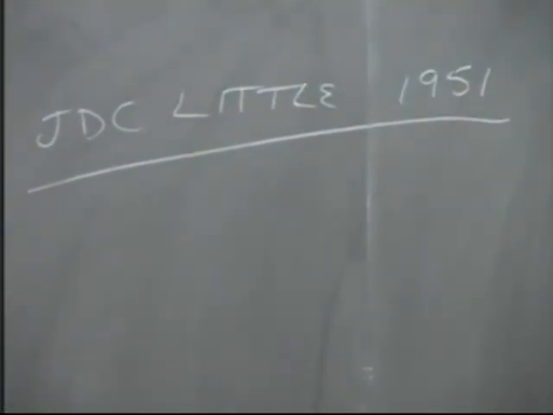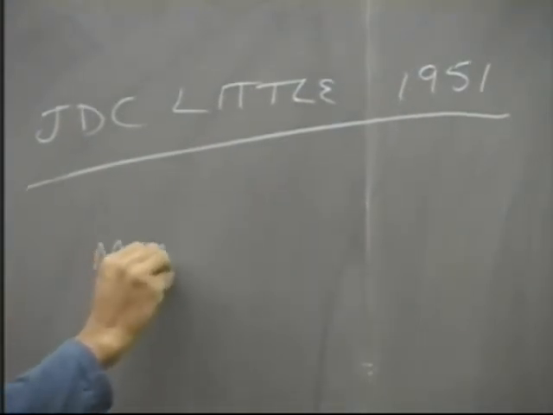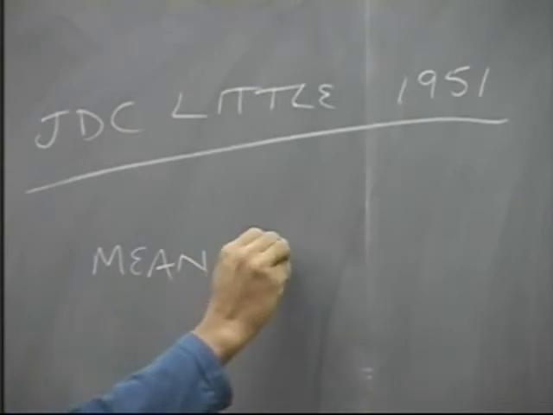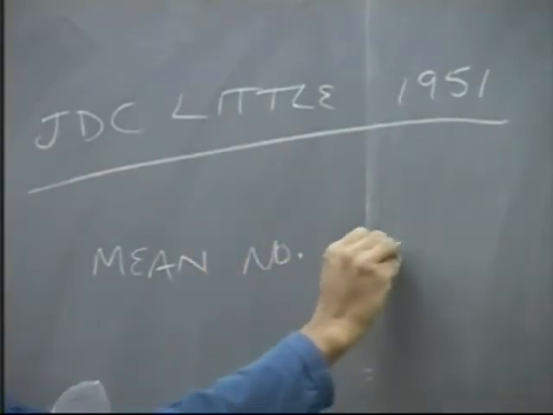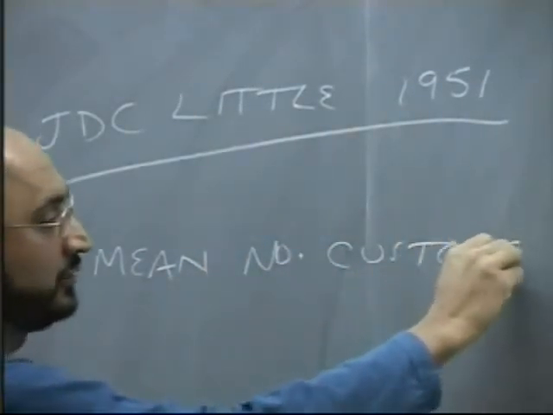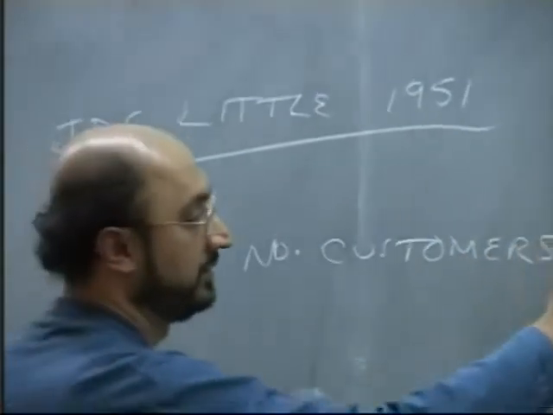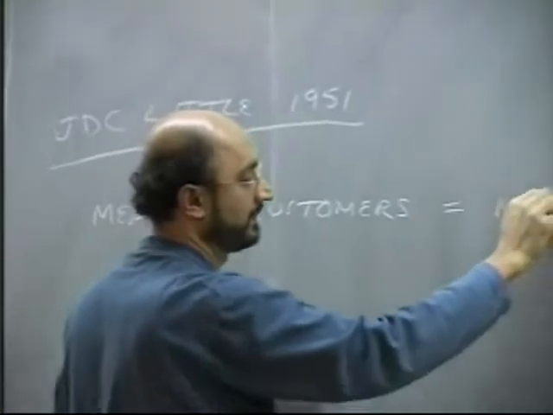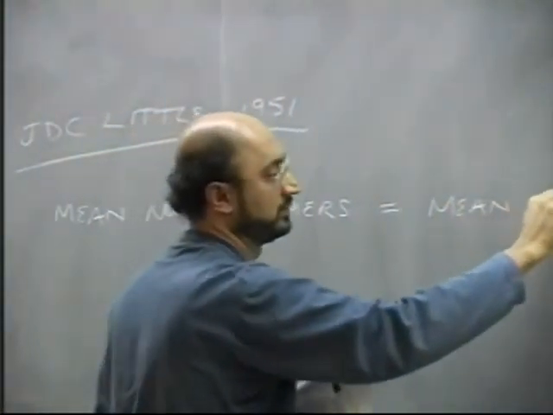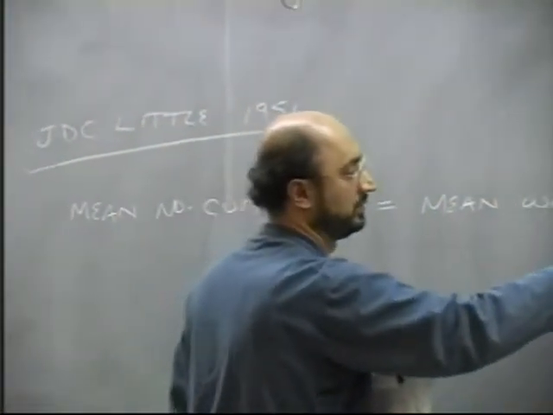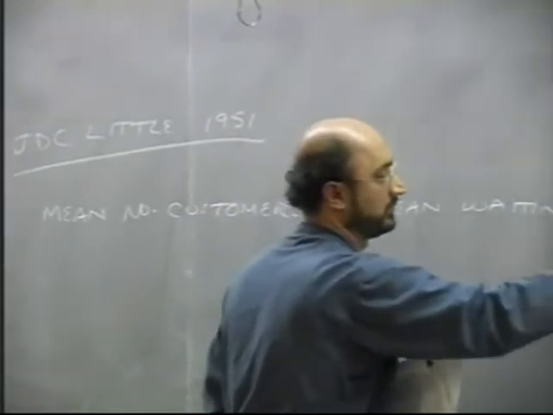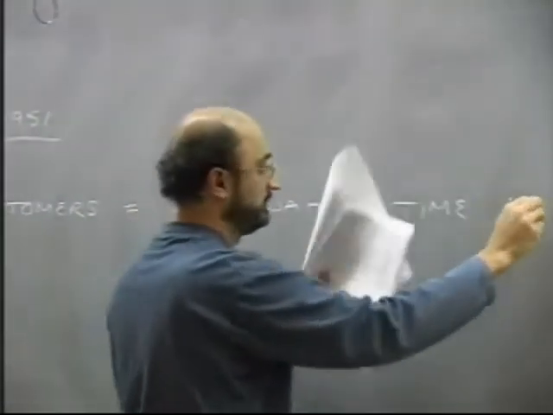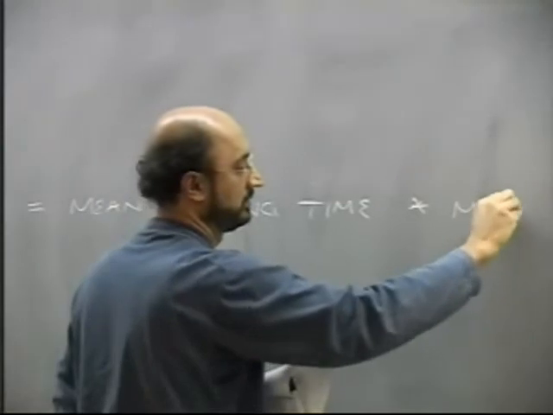You can say, and let me make sure I'm using the right terminology, mean number of customers in any queuing system is equal to the product of the mean waiting time times the mean arrival rate.